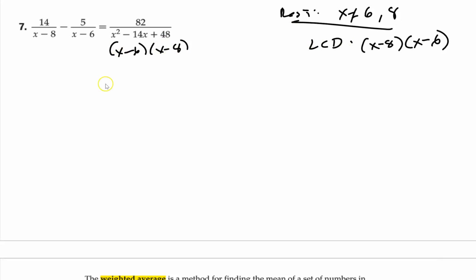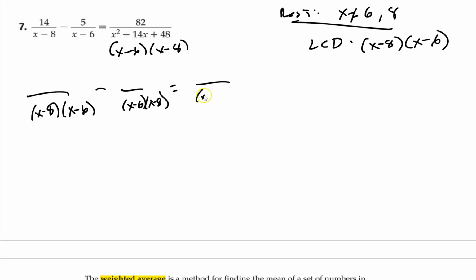Or you can try to get the common denominator. I'm gonna do that this time. So this is going to be x minus 8, x minus 6, x minus 8, x minus 6 equals x minus 6, x minus 8, right? Like that's my lowest common denominator.